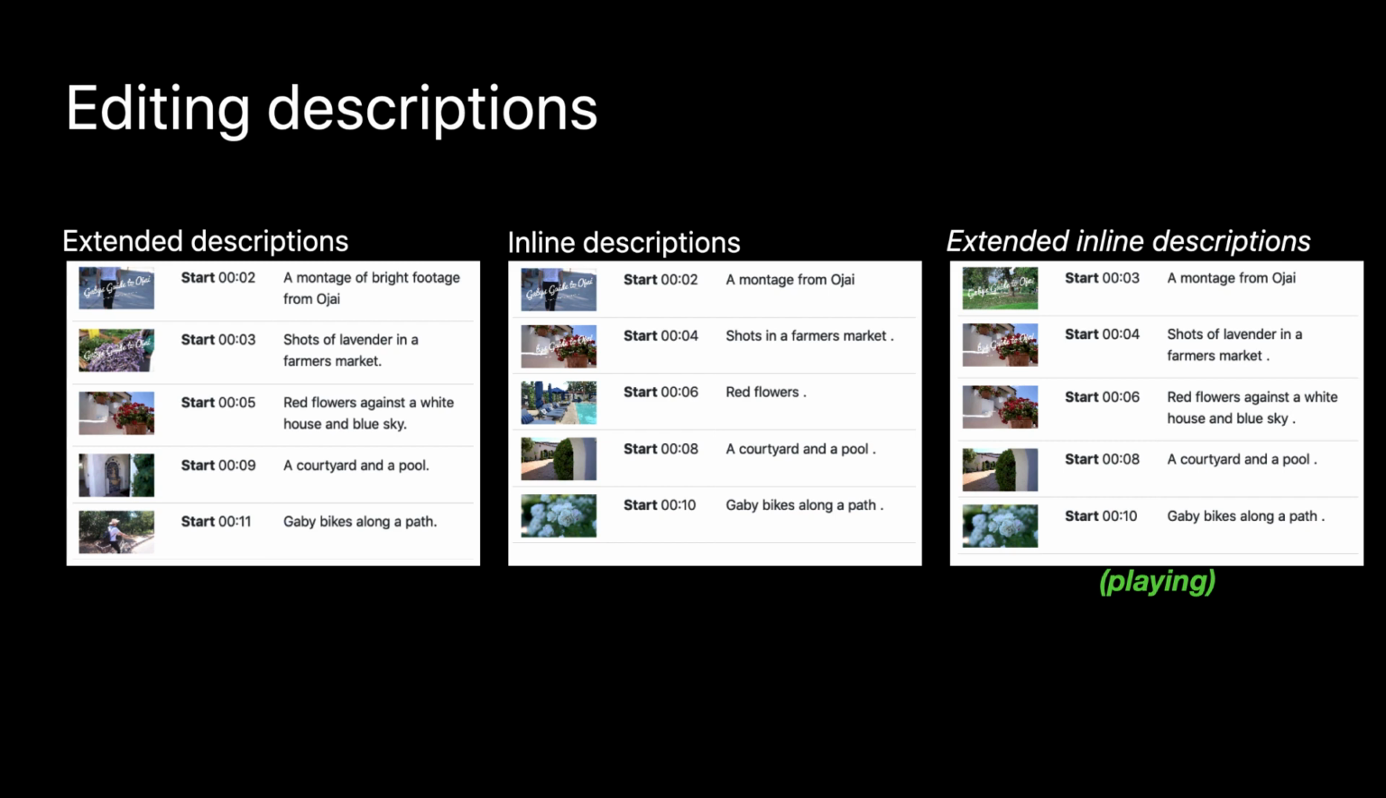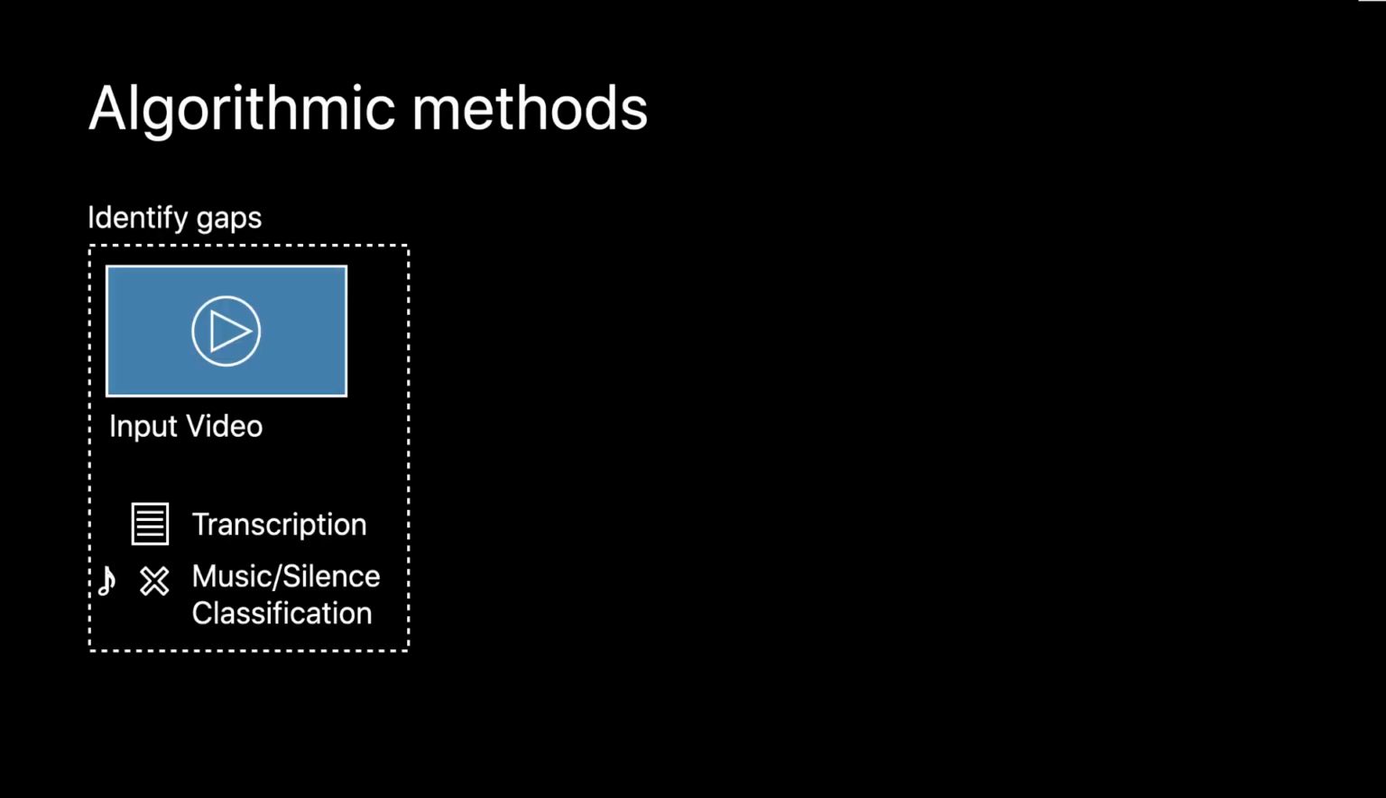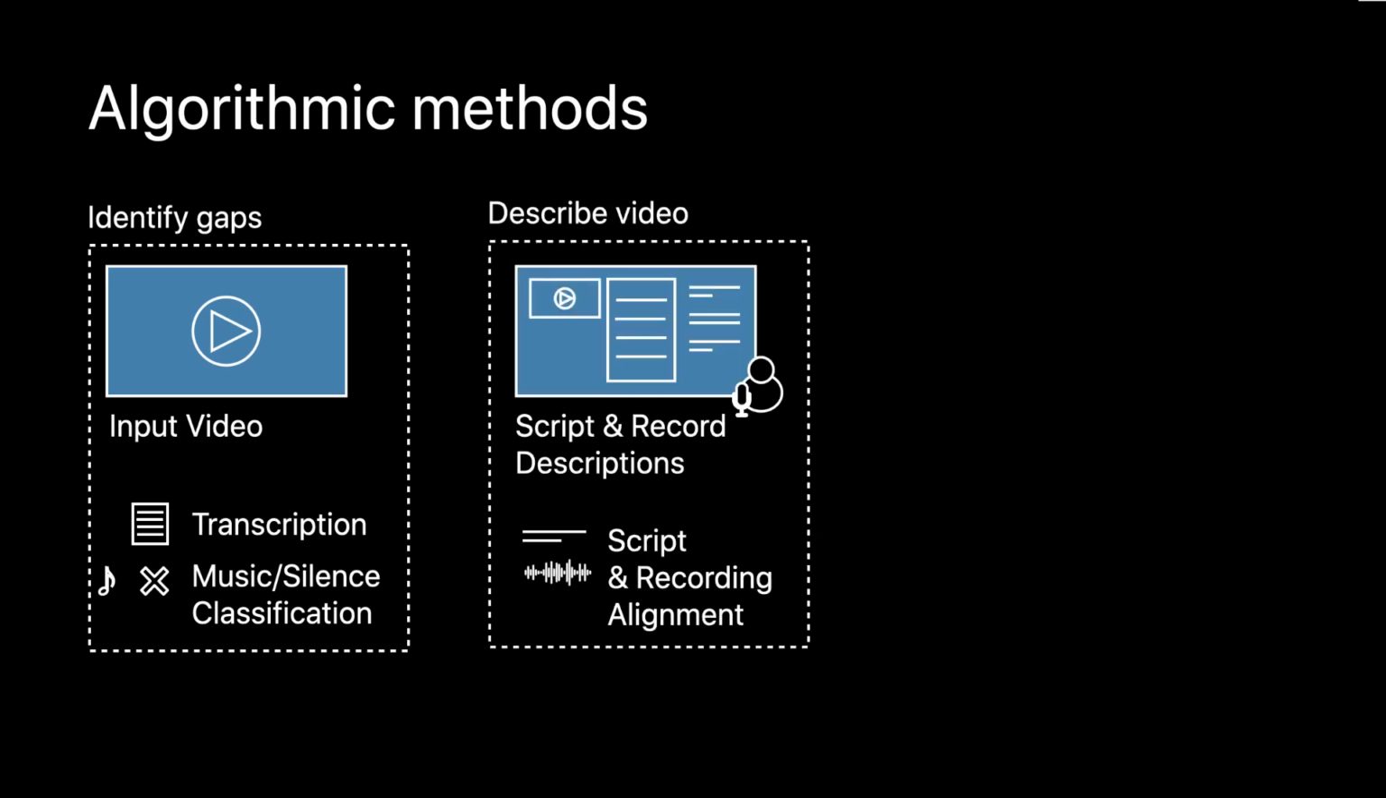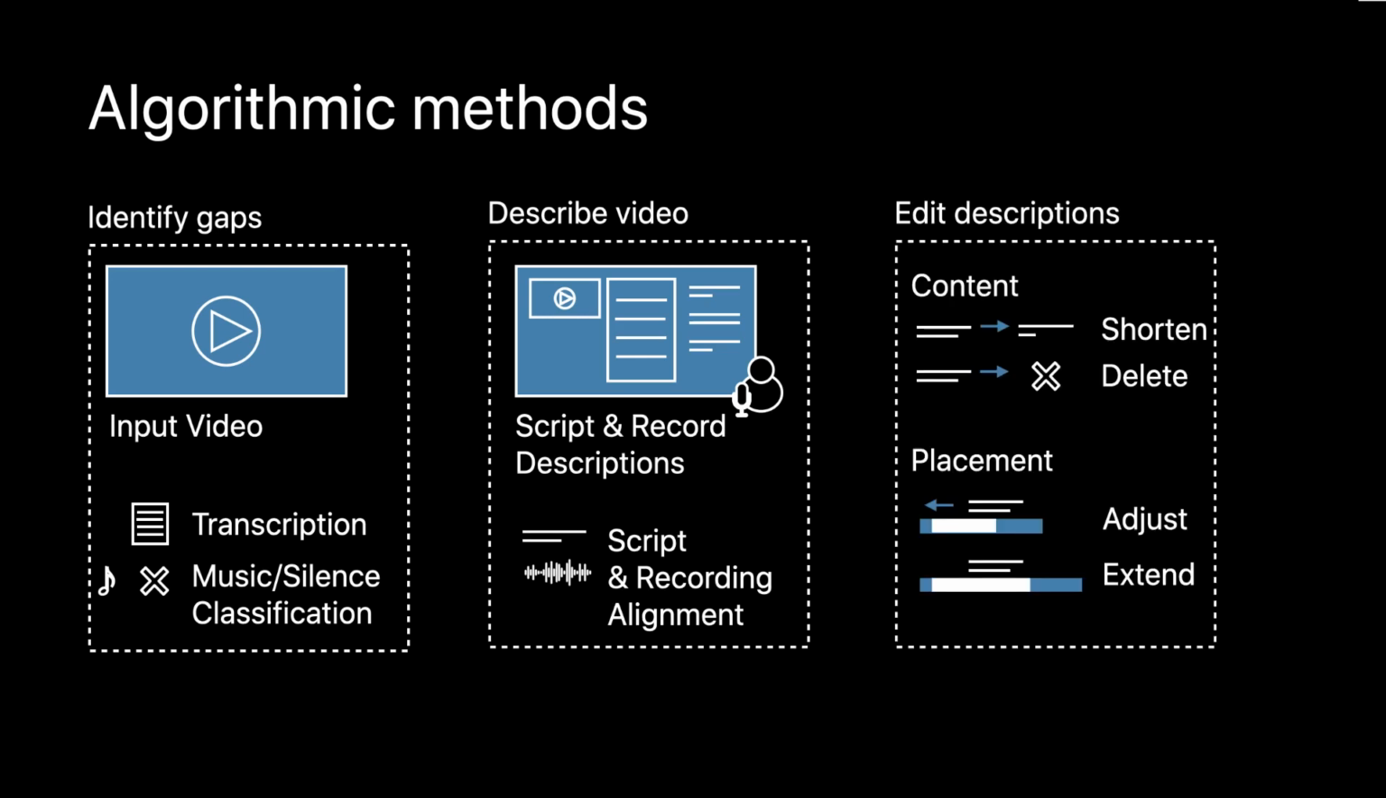Next, I'll share a few of the algorithmic methods that power Rescribe. First, Rescribe identifies speech, silence, and music in the input video by transcribing the video and then classifying the non-speech sound. Next, users script and record their description. Rescribe finds an alignment between each scripted description and its recording. Finally, Rescribe edits the description using one of four methods. It either edits the content of the description by shortening or deleting the description, or the placement by adjusting or extending the source track.